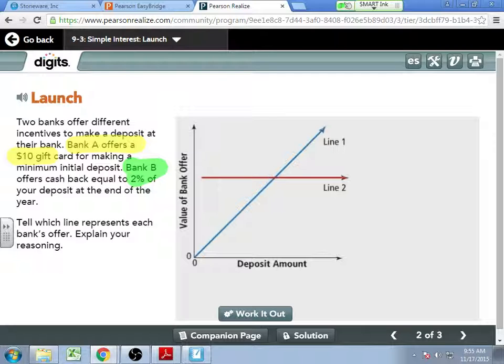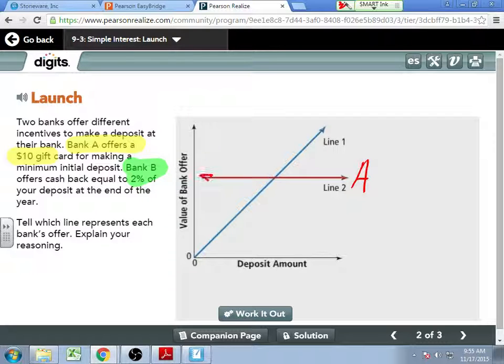Olivia? I don't know what I'm basing this off of, but I think that Bank A is the straight one. Well, they're both straight. I mean the flat one. Ah, the horizontal line. Yeah. And then Bank B is the tall one. Why would you say that? You said it's based off nothing, but it has to be based off something. Maybe because Bank A, when it gives you a $10 gift card, that doesn't really get you anywhere.